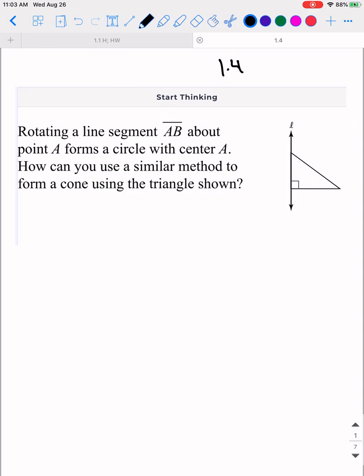But here's 1.4. Rotating a line segment AB about point A forms a circle with center A. How can you use a similar method to form a cone using the triangle shown?